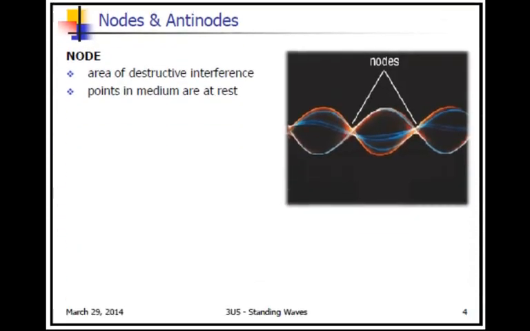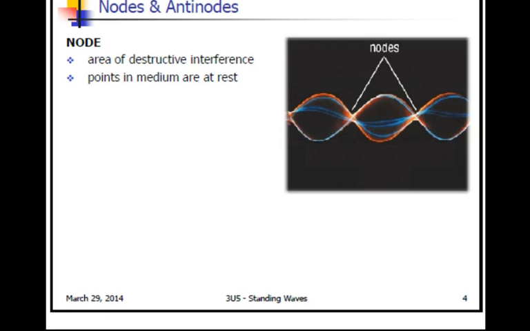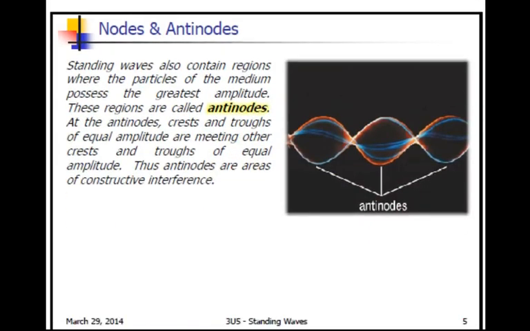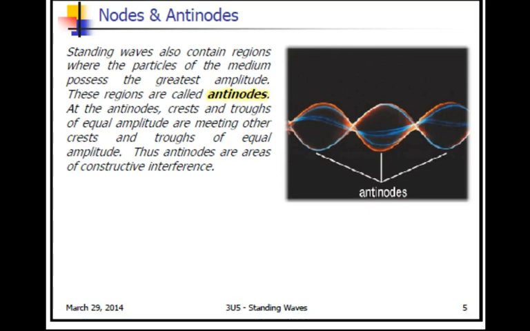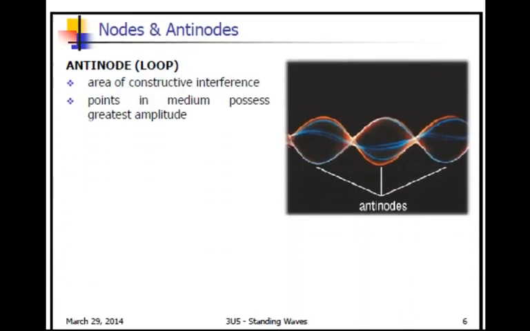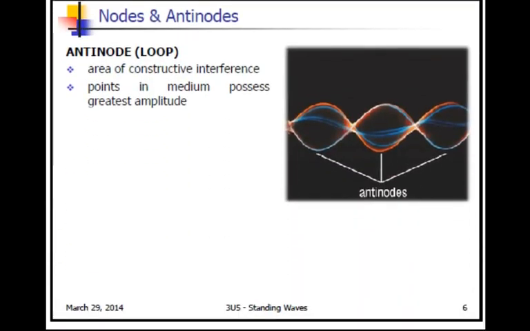They are periods where we have destructive interference. Essentially, the particles that are vibrating in the wave are at rest. The antinodes are where we have a maximum displacement, either a crest or a trough occurring, or alternating crests and troughs. So these antinodes are areas of constructive interference. They're the areas of maximum constructive interference in the standing wave pattern.